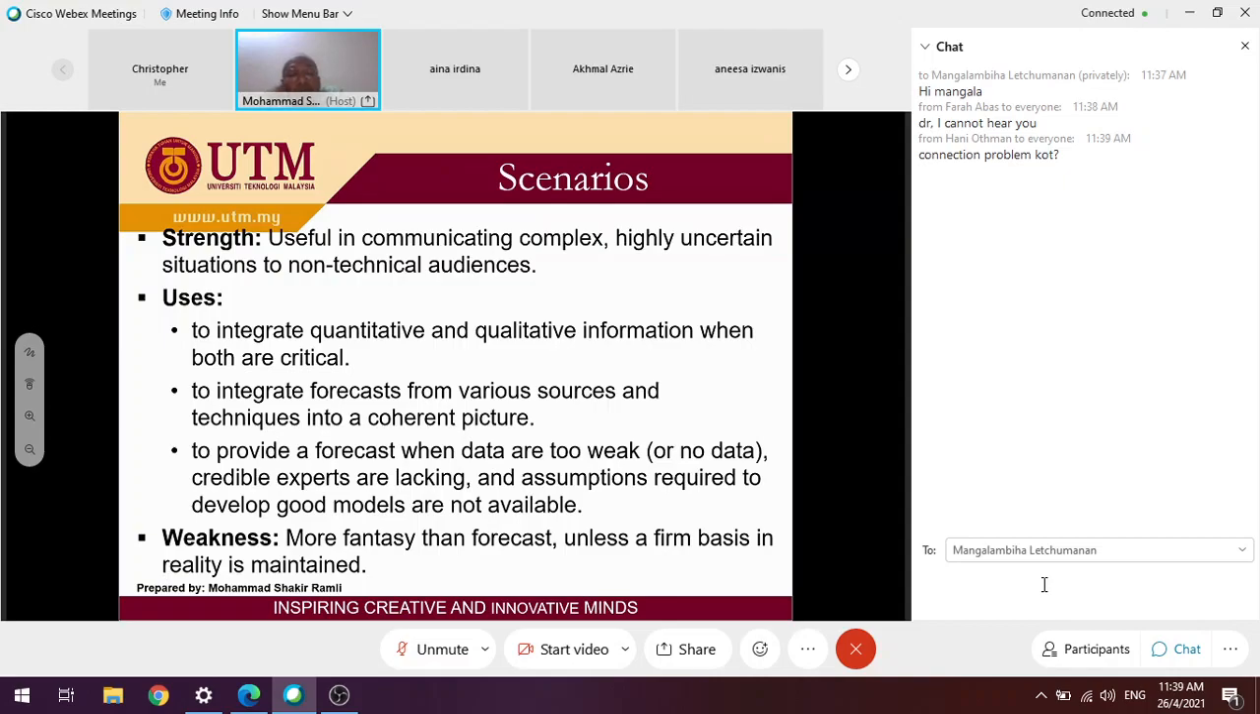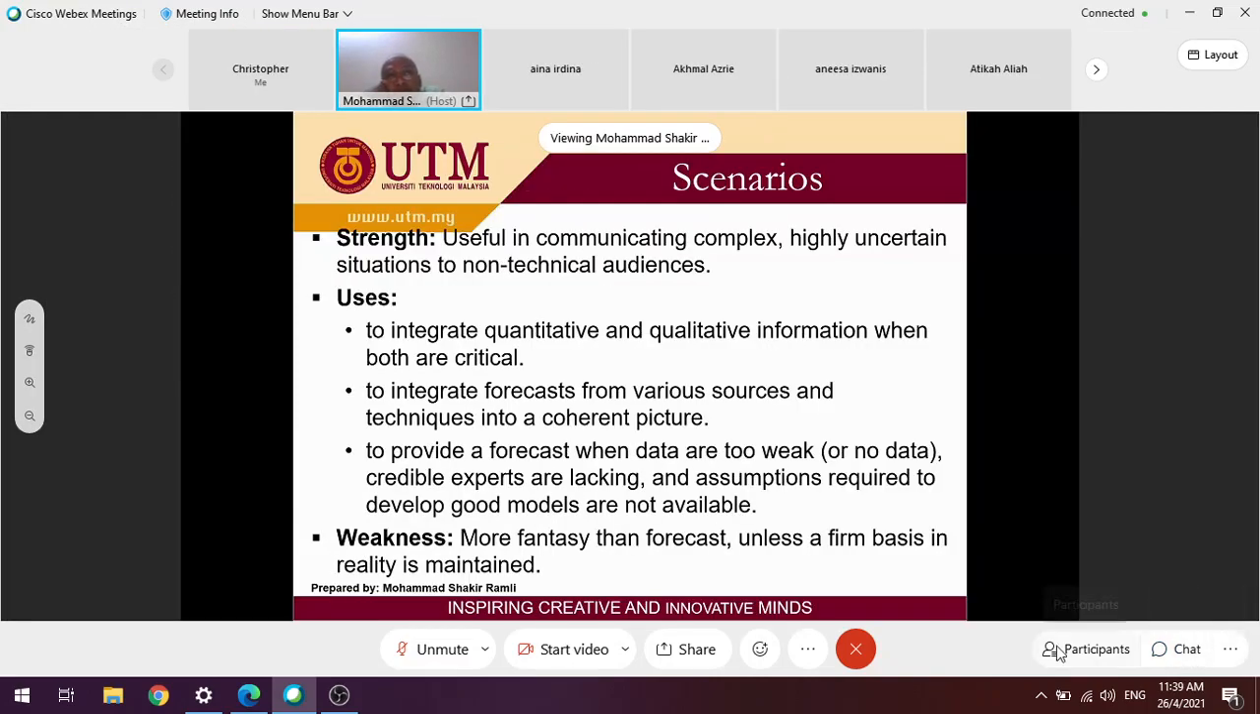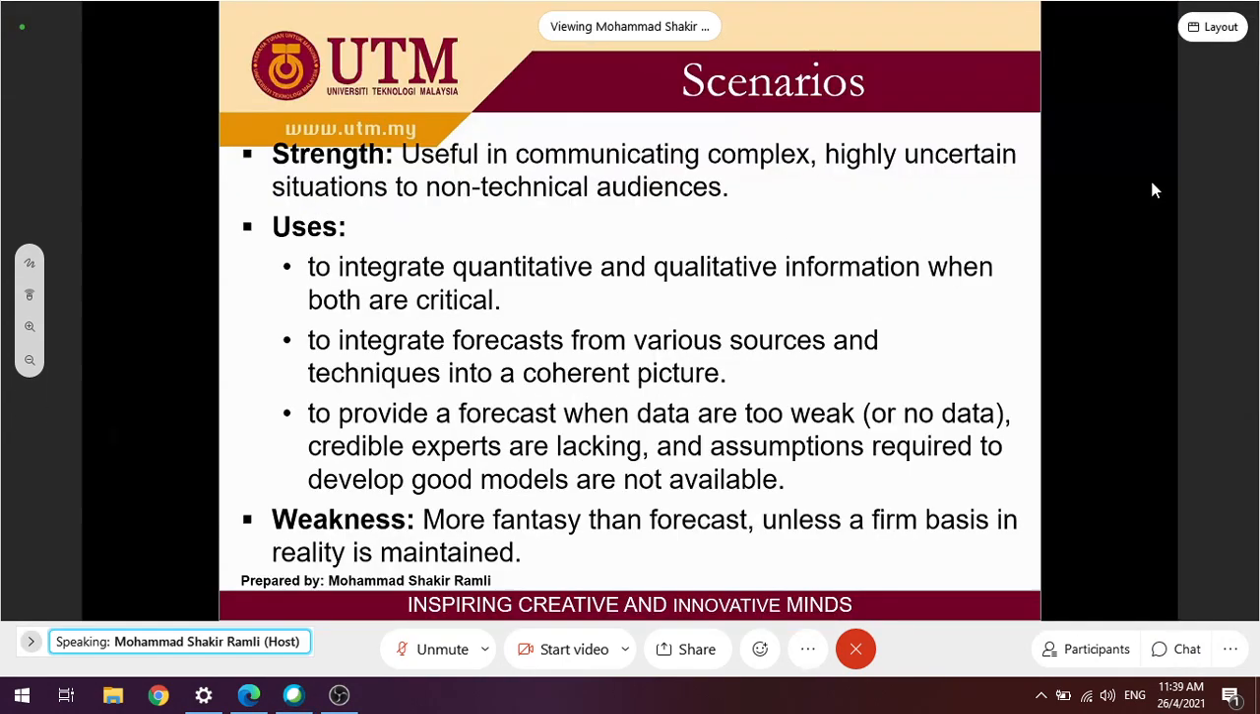That's a highly uncertain situation, and with a non-technical audience, especially when you want to present the forecasting data to a normal or ordinary audience, or potential users or buyers, you think it's not easy for them to comprehend or to understand the technical or numerical models, such as in trend analysis, such as in trend extrapolation, such as, for example, exponential smoothing.